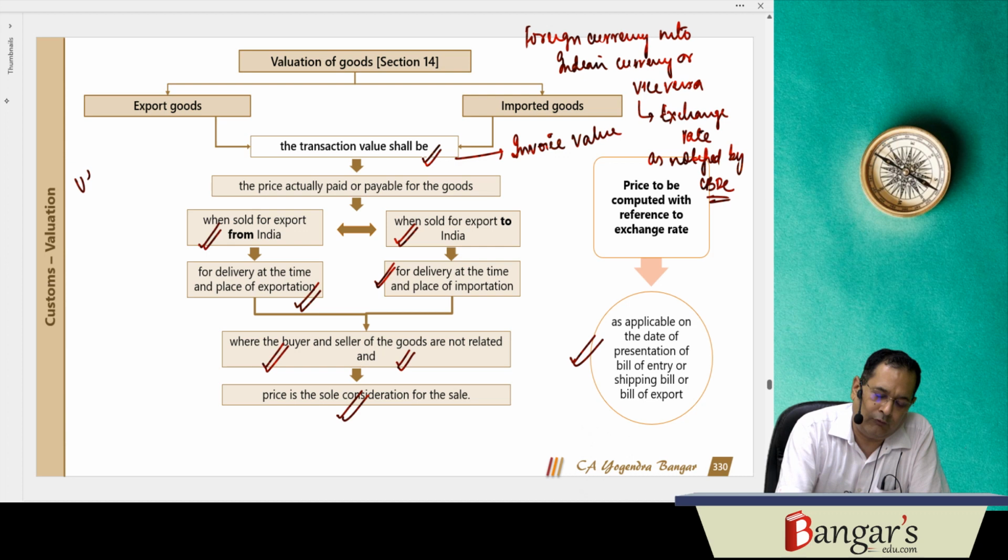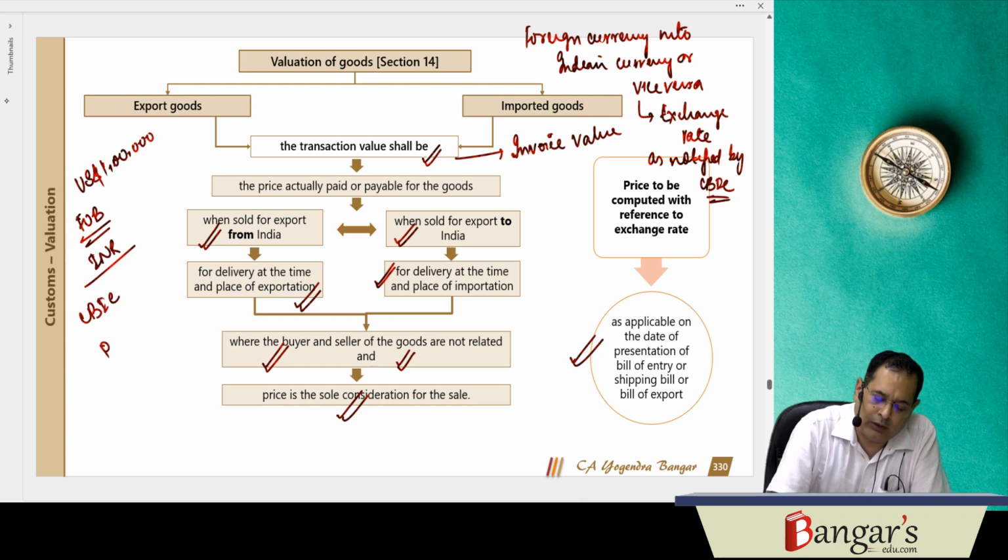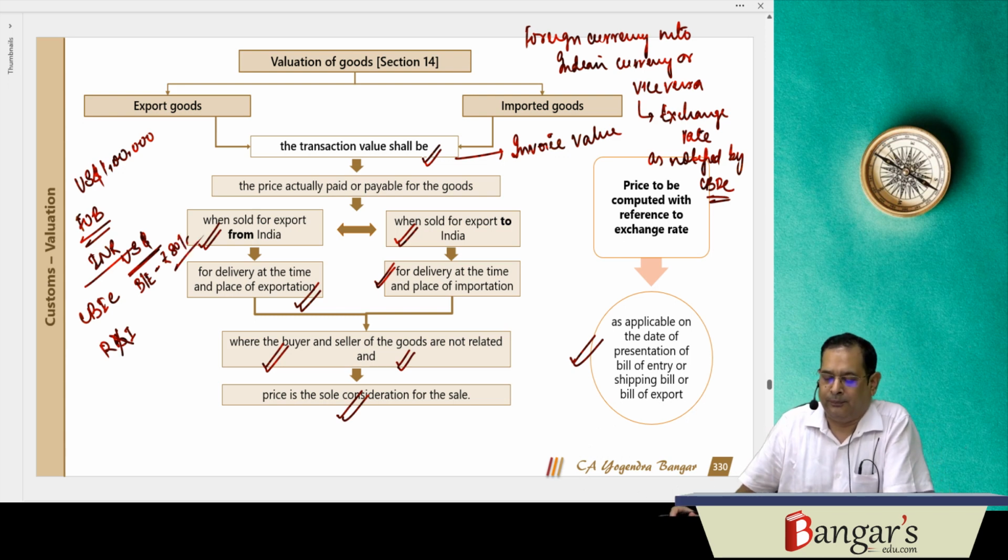So here, if US dollar 1 lakh is the FOB value of the goods, and it is to be converted into Indian rupees, which rate do we have to take? The CBIC rate. Do we have to take the RBI rate? Well, no, we are not required to take the RBI rate. We have to take the CBIC rate, of which date? Of the date of the bill of entry, when the bill of entry has been presented. When the CBIC rate is $1 equals 80, that will be taken.